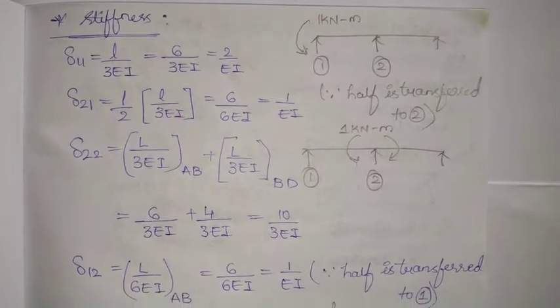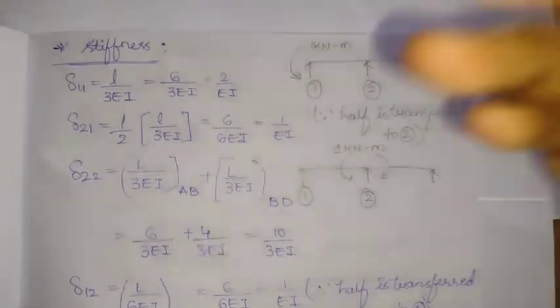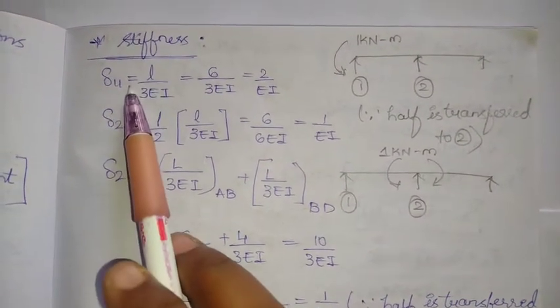The last step we have here is the calculation of the flexibility matrix. So here we have delta 11.